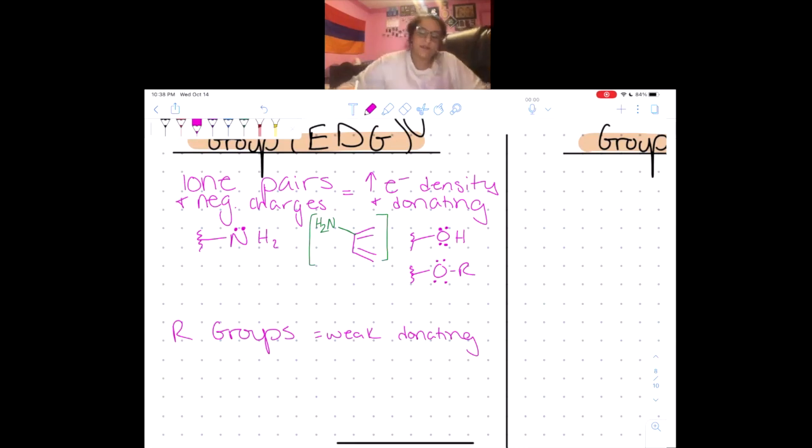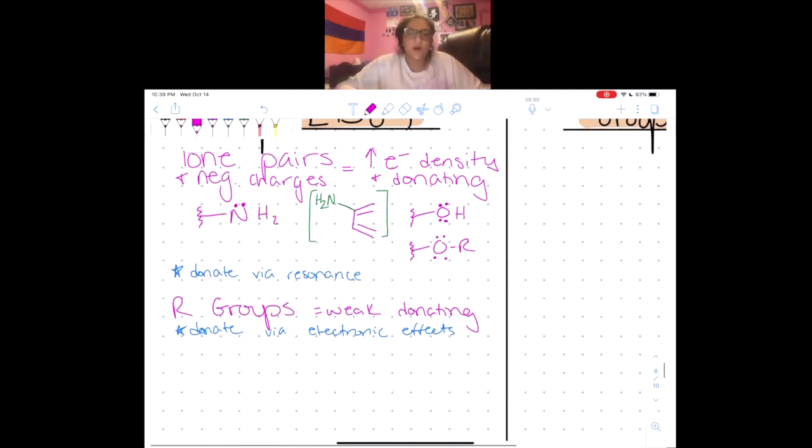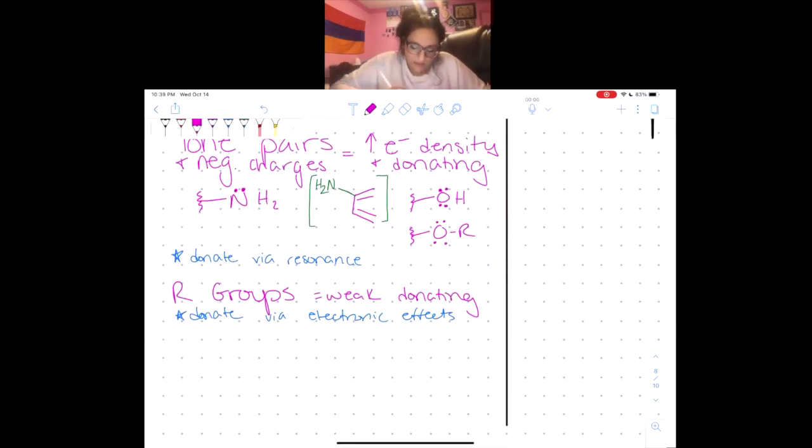And the difference between lone pairs versus R groups is that lone pairs donate via resonance, while R groups donate via electronic effects. So now that we have that down, essentially I mean any kind of R group whatsoever. So like propyl, a methyl, even like a ring structure such as this one, anything.